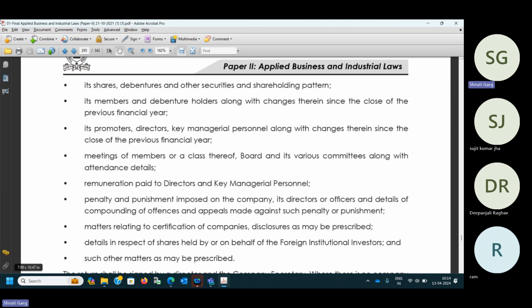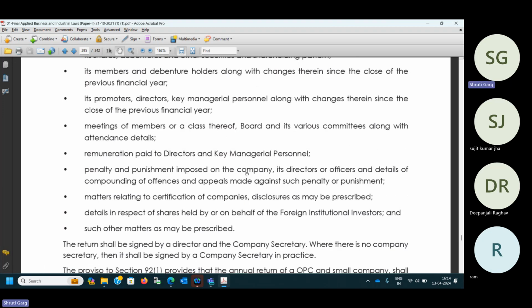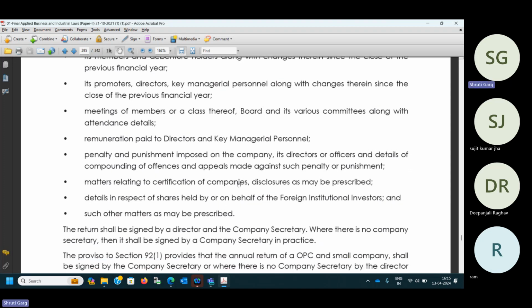Remuneration paid to directors and KMP. Penalty and punishment imposed on the company, its director or officer, and details of compounding of offences and appeals made against such penalties or punishment. Even penalties and punishment imposed on the company, its directors or officer, and details of compounding of offences and appeals will be disclosed also in MGT 7. Matters relating to certification of company's disclosure as may be prescribed. This is not relevant so much.